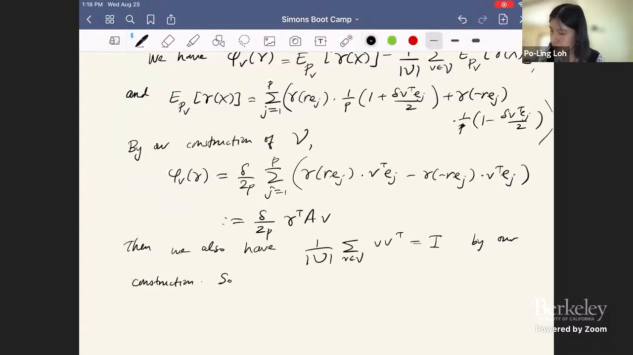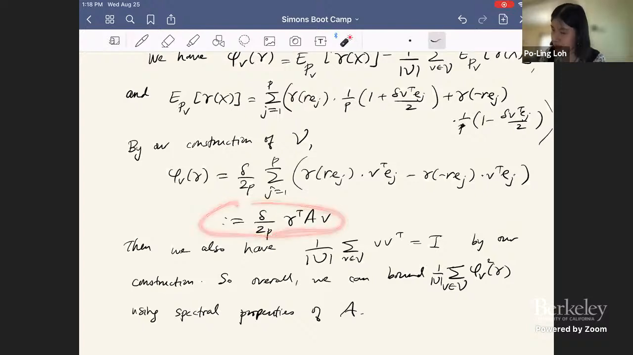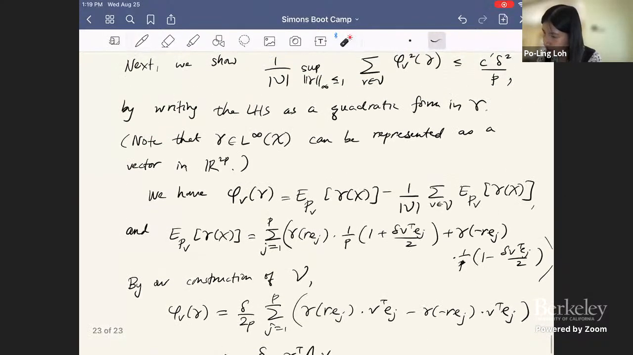Okay, so overall, we can bound the summation over v in V of gamma squared, let's put a 1 over V in front of it, using spectral properties of the matrix A. If you actually write out what this matrix A is that falls out of this representation, it's a very simple matrix, and you'll find that things cancel out. So overall, we end up with a bound on the order of delta squared over p.